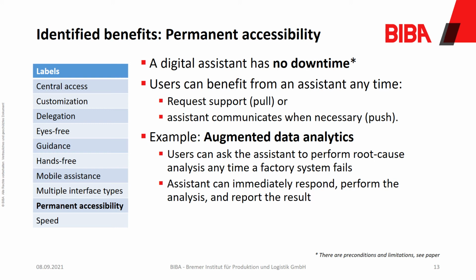An example for the permanent accessibility is the so-called augmented data analytics, where we combine data analytics with conversational AI, for instance. And there, users can ask the assistant, for instance, to perform root cause analysis anytime a factory system fails, and the assistant can immediately respond, perform the analysis, and report the result. There's no need to wait for an expert or for someone to do the analysis.